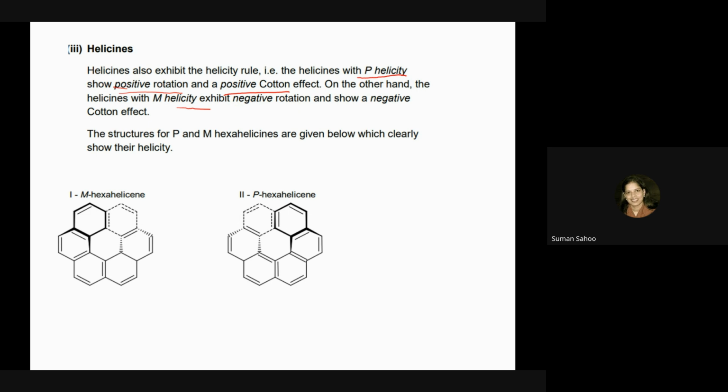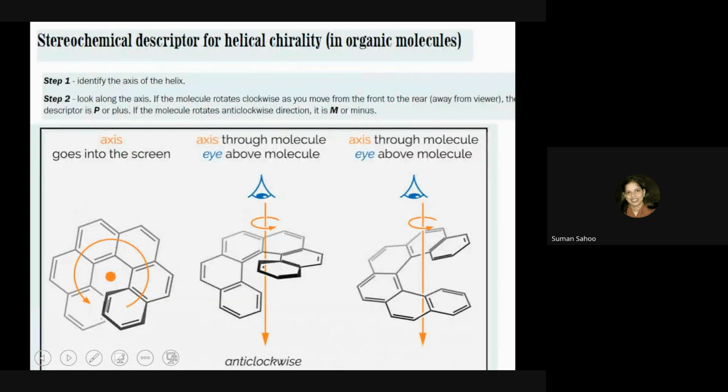So first, how are these helicins named? As you can see, this is named as hexahelicin. It is M hexahelicin. This is P hexahelicin. To give the stereochemical descriptor for helical chirality, I looked it up in Google and got this. For step one, you have to identify the axis of the helix. So this is the axis of the helix.